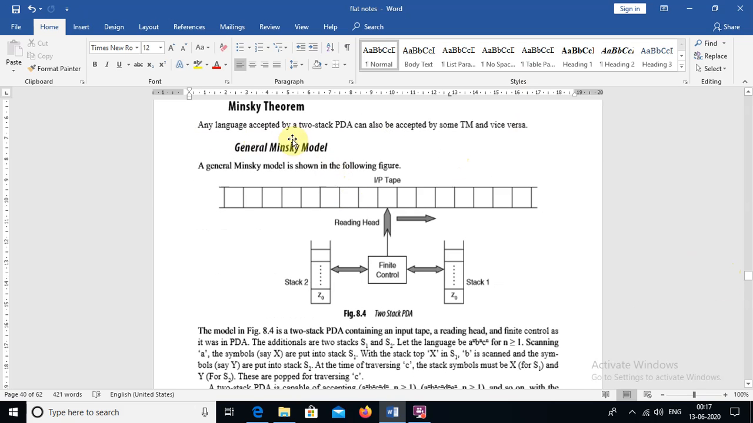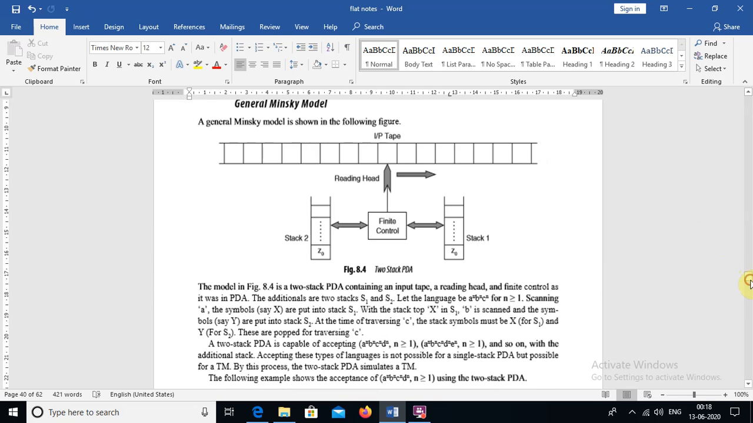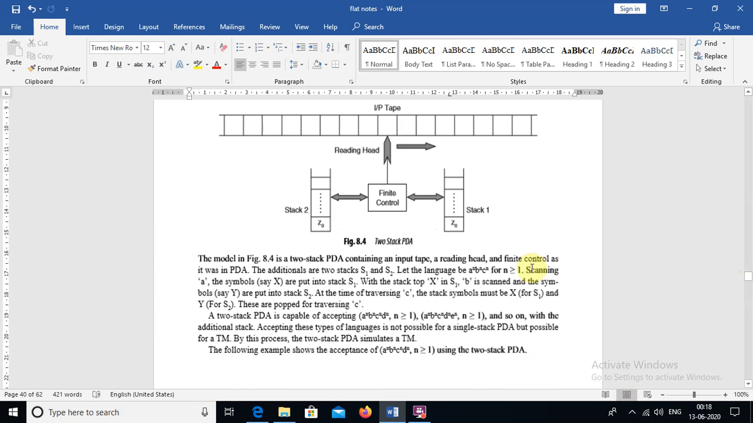So the general Minsky model is defined like this, which means a two stack PDA only. An infinite input tape is there, a reading head is there, finite control is there. In a PDA we have only one stack, but here we have one more stack, which is simply a two stack PDA. So the two stack PDA consists of an input tape, read head, finite control, and two different stacks, like S1 and S2.